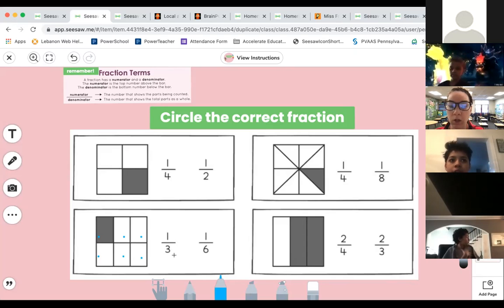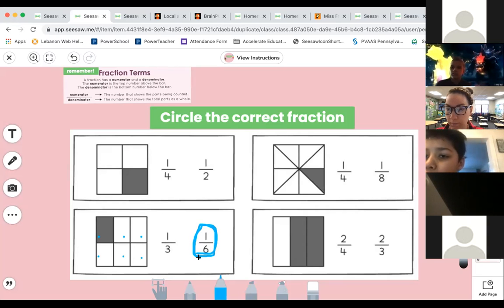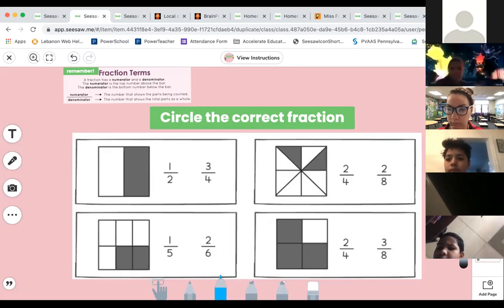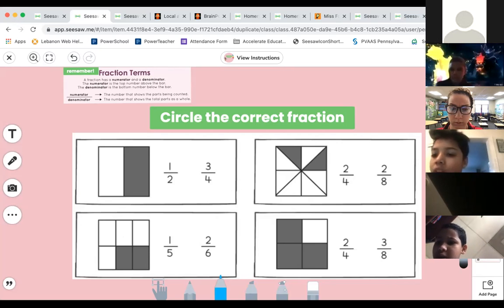My answer is 1/6. There are 6 total parts. Okay. You're going to do that on the next page as well. This one is correct because this one's 3. Go back to page 6. Okay. Over here there's only 3.